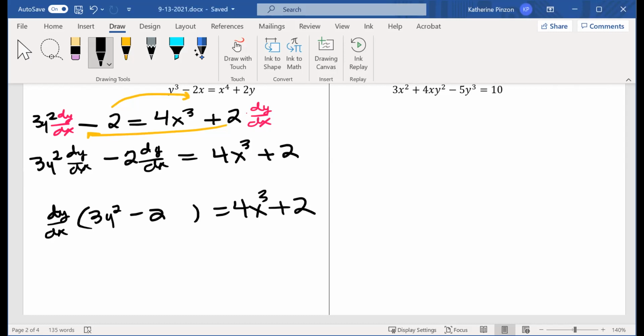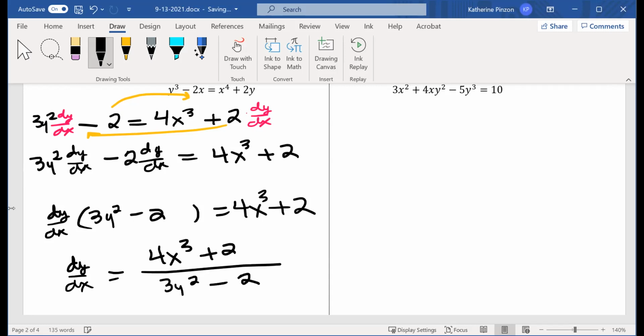Yeah, I want dy dx all by itself. So I'm going to divide by all that stuff. It doesn't matter how much stuff is here, okay? You're just going to put all that stuff into the denominator. So all of that 3y squared minus 2 goes into the denominator. dy dx is 4x cubed plus 2 over 3y squared minus 2.